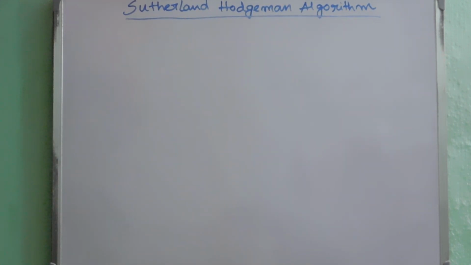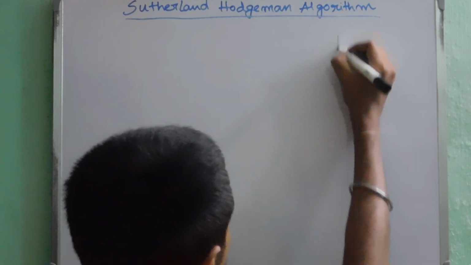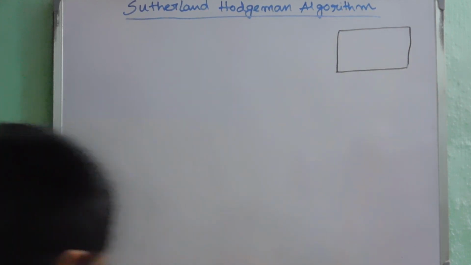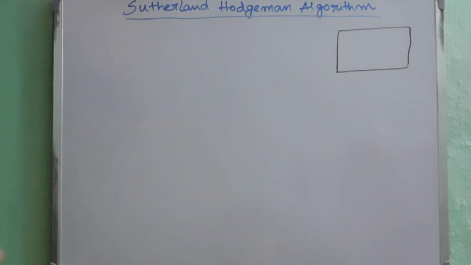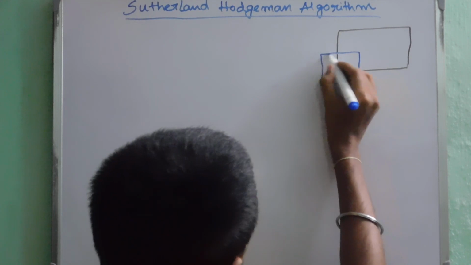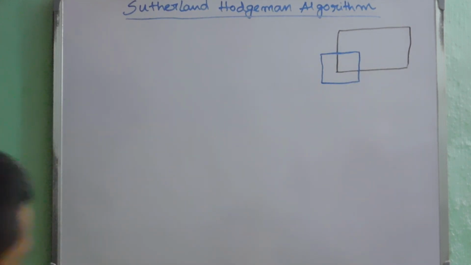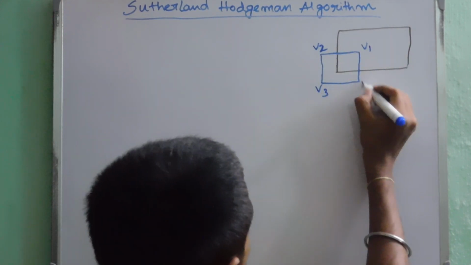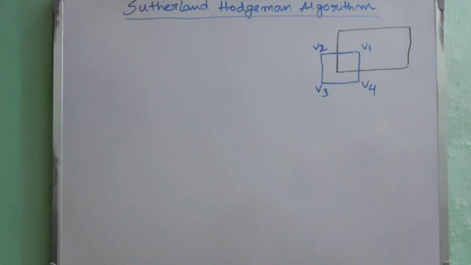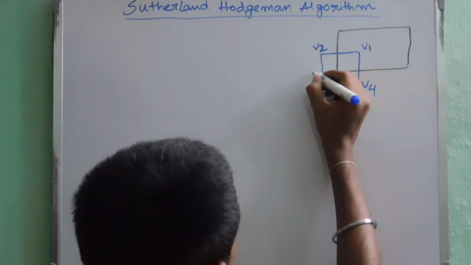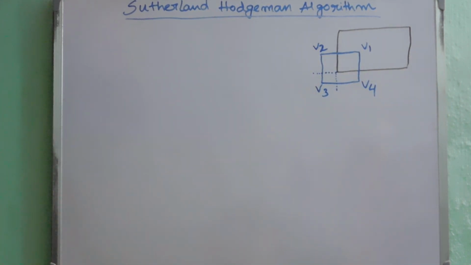Okay, now the example. The example says we have a rectangular window. The rectangular window is there and we have a square, and the points are marked as V1, V2, V3 and V4. Now let me just extend the boundaries. That will help me and also help you to understand.